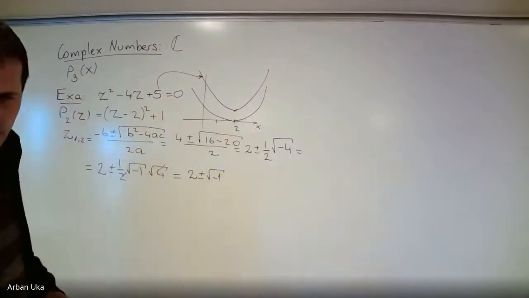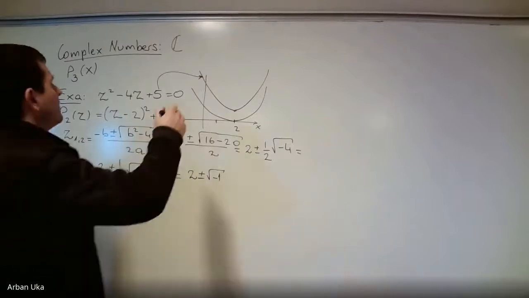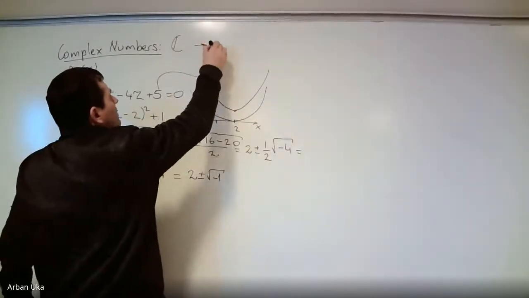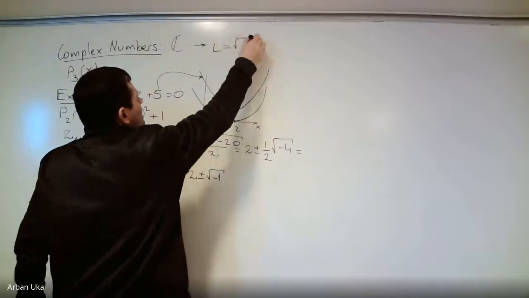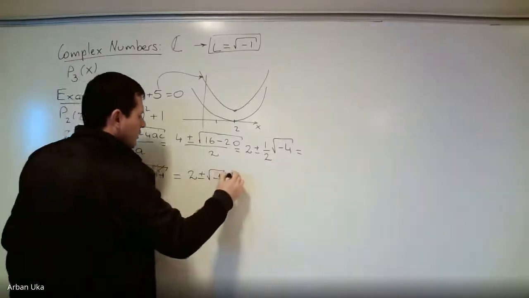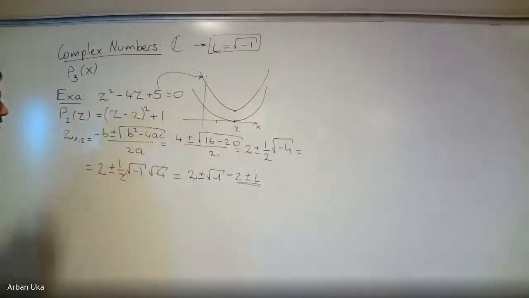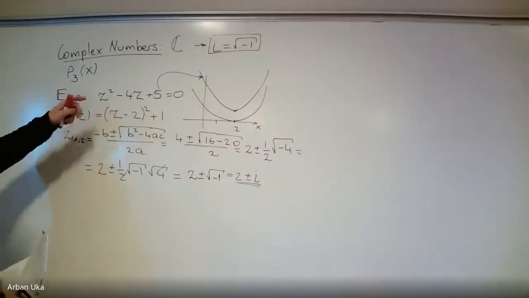This is the big question that we have to deal with: for a long time, the square root of negative numbers was an undefined function. But now, this is what we define here. The complex numbers are defined such that i is equal to the square root of minus 1. So in this case, the solutions would be 2 plus minus i. Here are the solutions of this polynomial.